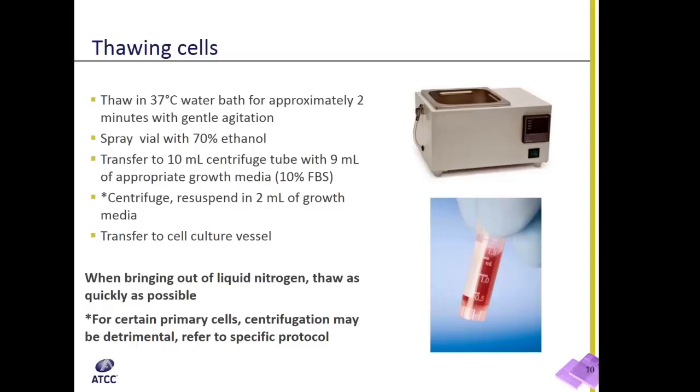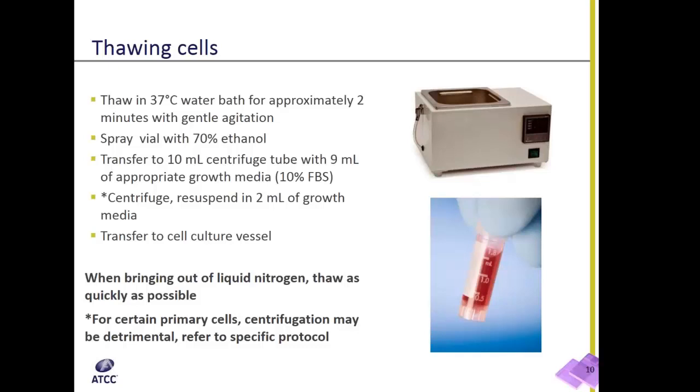When you're ready to thaw a vial of cells, the most important factor to note is that unlike freezing cells, thawing should be performed as quickly as possible to remove cryoprotectants from the cells. For best results, place the vial of cells in a 37-degree water bath for about 2 to 3 minutes, gently agitating the vial to help break up the ice.